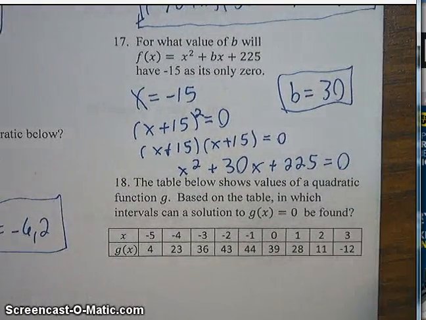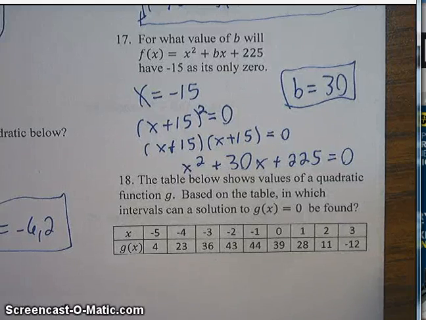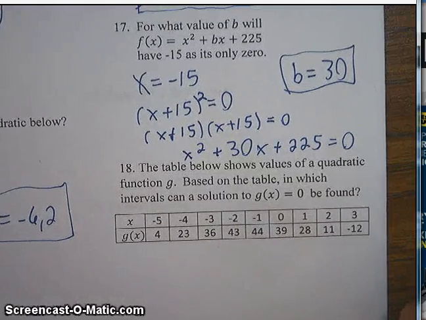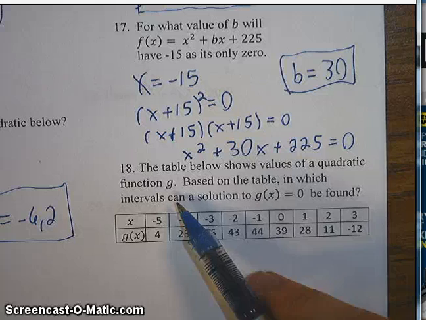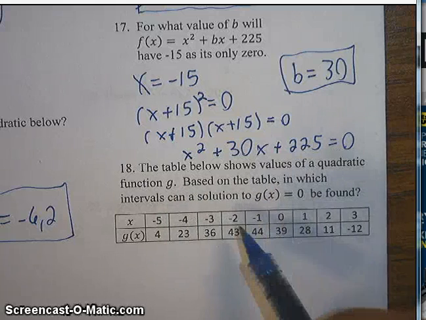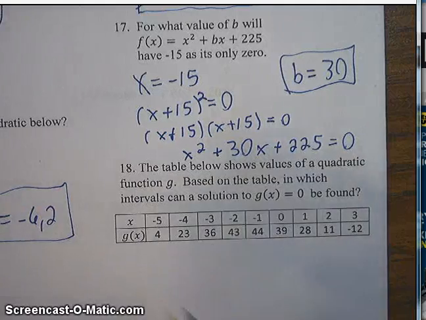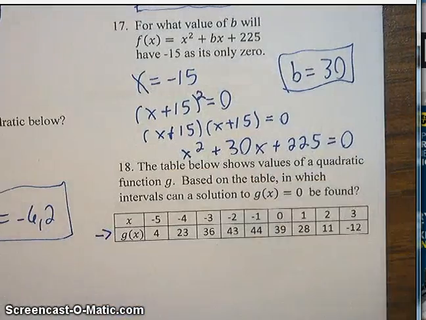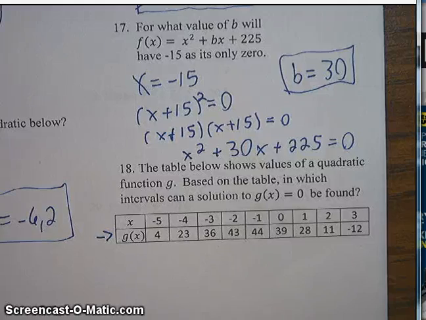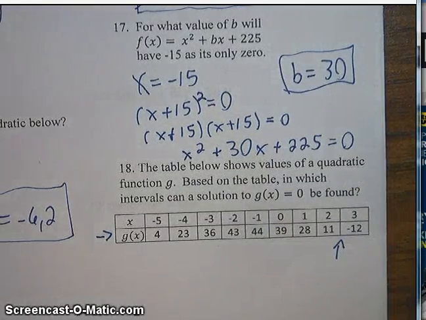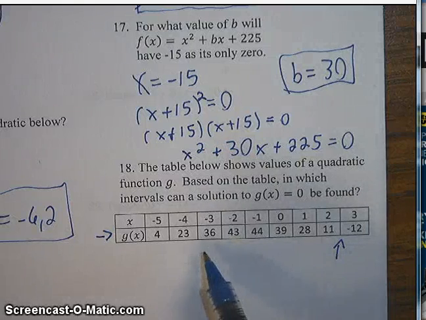All right, we're moving right along here. And let's talk about the last one on this page here, number 18. The table below shows the values of a quadratic function g. Based on the table, in which intervals can a solution g of x equals 0 be found? So I'm looking at this column right here, and I'm looking for zeros. And I see one's probably going to be right there, and there's another one that's kind of tricky.